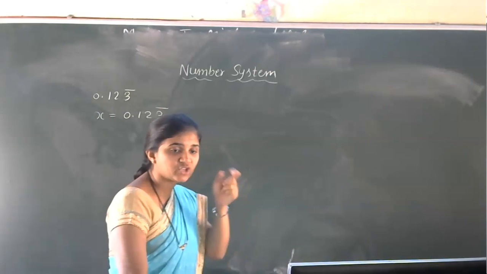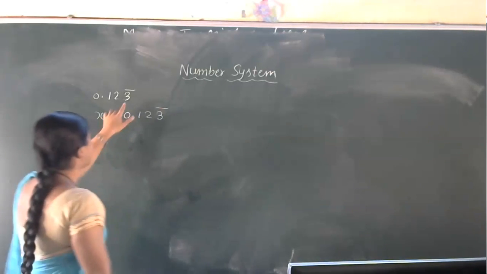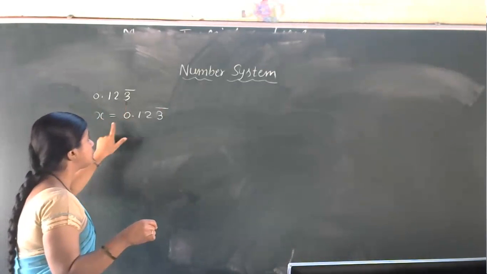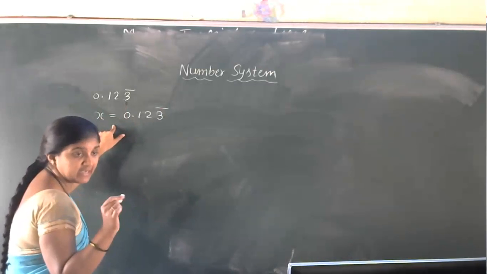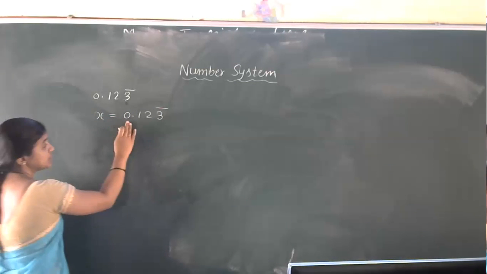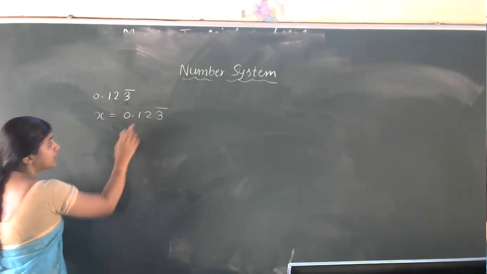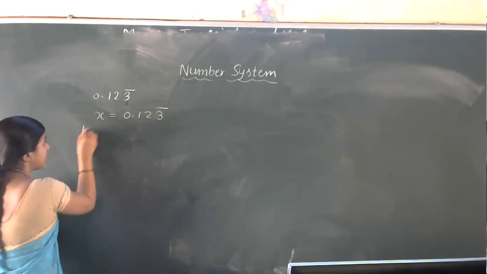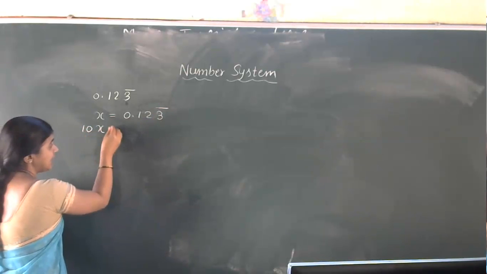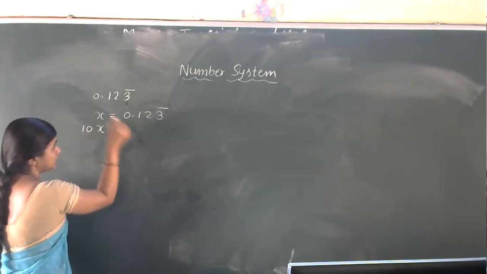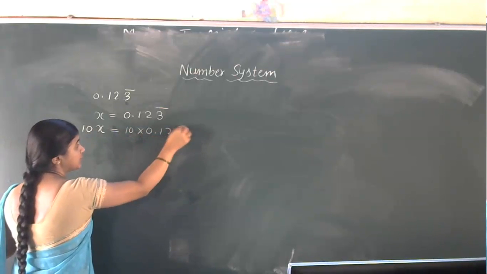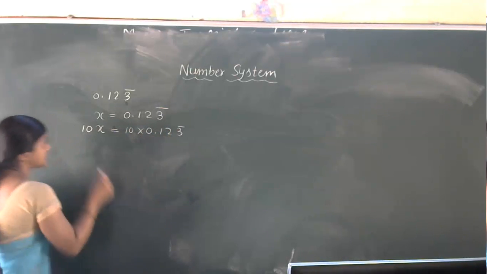What is that actually, into 100? So only one number is there in the repeating block, so we have to multiply this by 10. Okay, so x is equal to 0.123 bar. Only one digit is there in the repeating block, in the sense we have to multiply by 10x. 10 into x is equal to 10x. Then 10 into 0.123 bar. Okay, so next step.